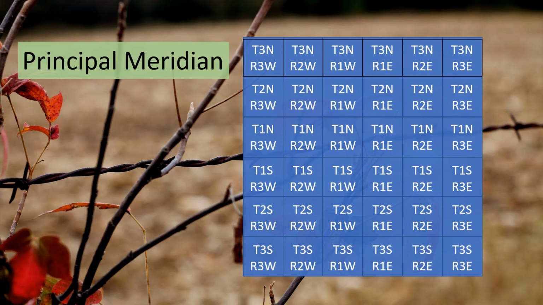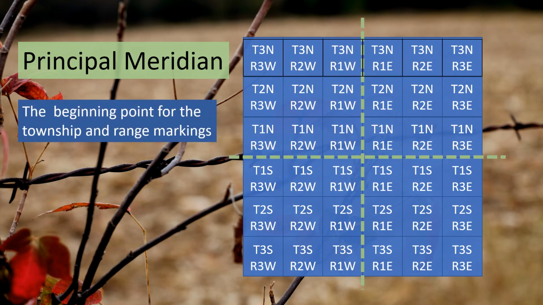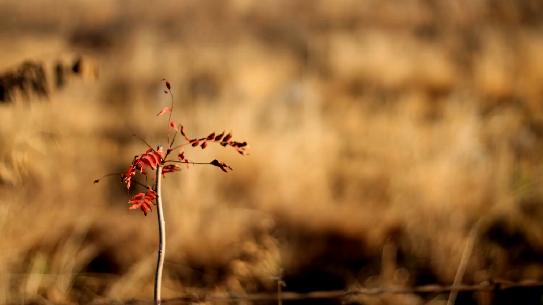One last thing is the principal meridian. It is the beginning point for the township and the range markings. Take a few minutes to study this chart. Notice how the township numbers are the same on the horizontal basis, whereas the range numbers are the same vertically. More can be learned about this, but for this video, this should be sufficient. Please review the last few slides to make sure you understand how the system works.